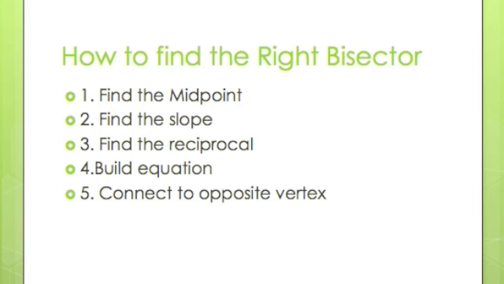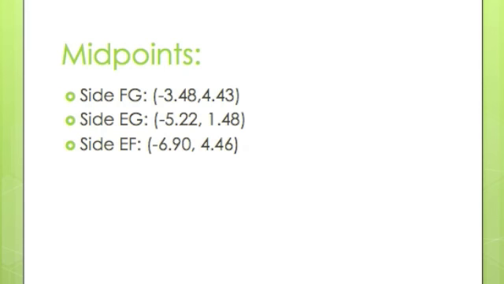Now you will find the right bisector. First step is to find the midpoint. Second step, find the slope. Third step, find the reciprocal. Fourth step, build an equation. And fifth, connect to the opposite vertex of the triangle. The work that we just did solves for the midpoint shown below.